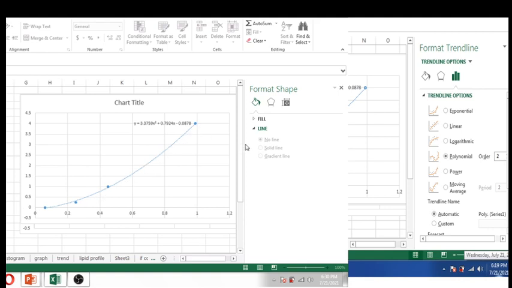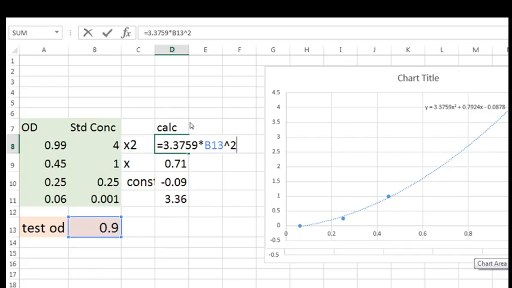Once you've got that, use the option in Excel for inserting a trend line and you get the equation of the trend line. Now here you can see this y equal to something in terms of x squared, something in terms of x, and something as a constant. Now the next job for us is to write that same formula in this Excel sheet.